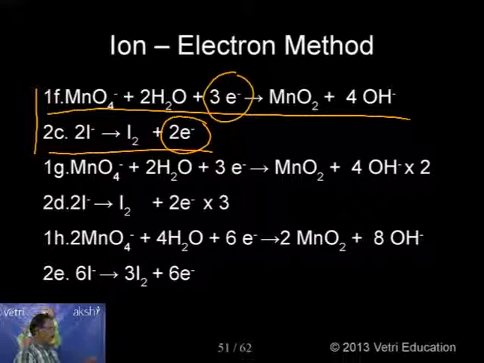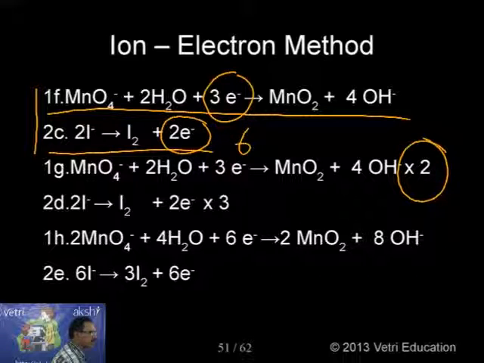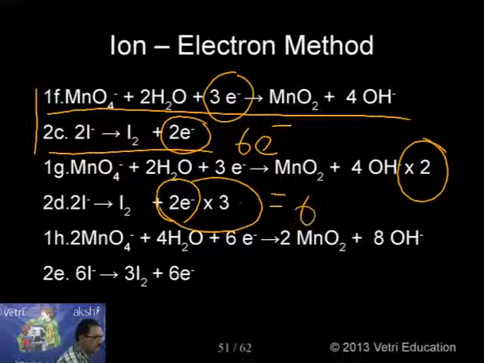What am I doing now? The first case I am multiplying by 2 to convert 3 electrons, so 2 into 3, total will be 6 electrons. The same way, in the second part, 2 electrons are there, so I am multiplying by 3. So again total 6 electrons. So left side 6 electrons, right side 6 electrons.